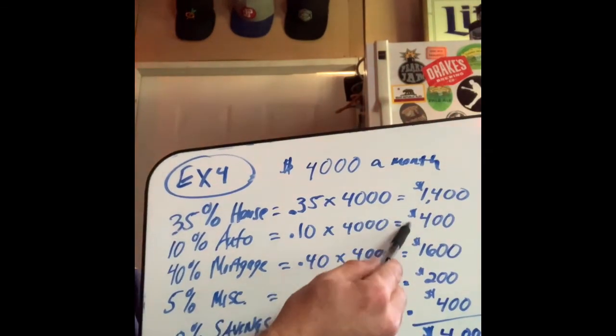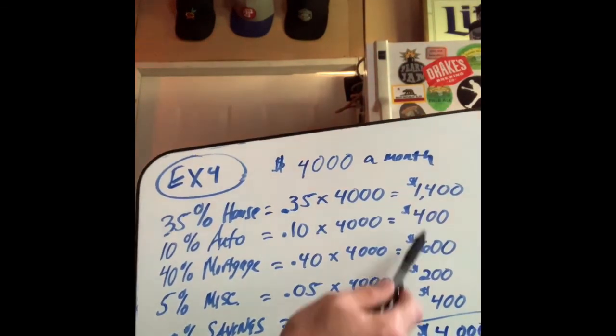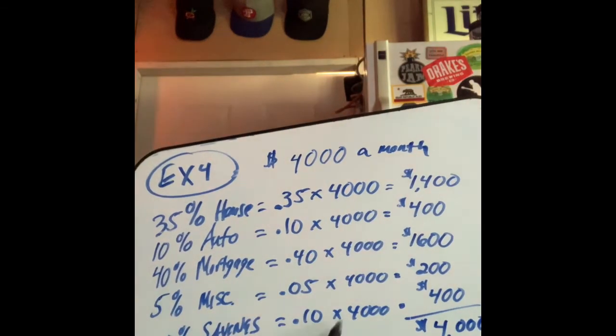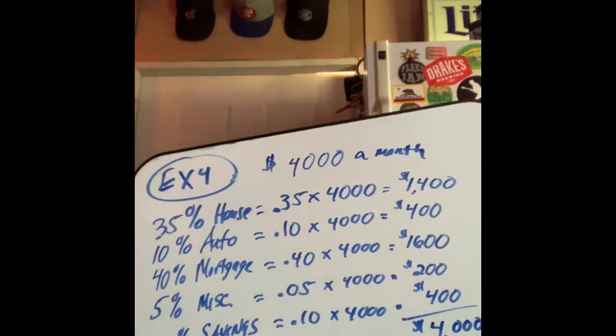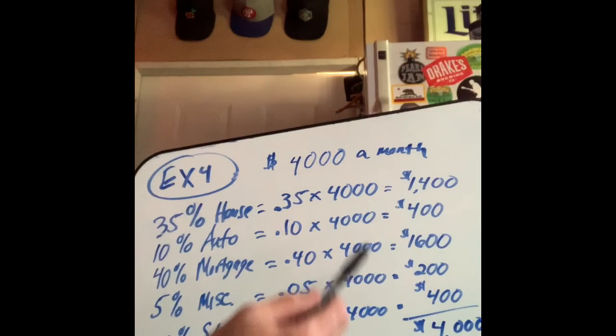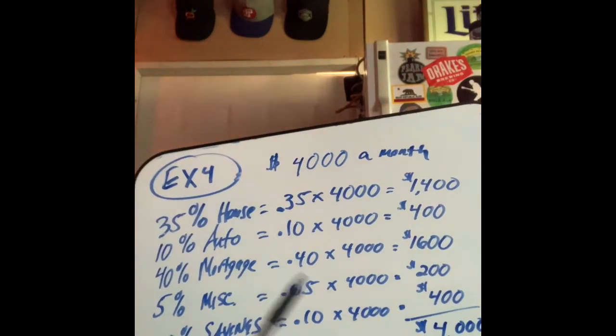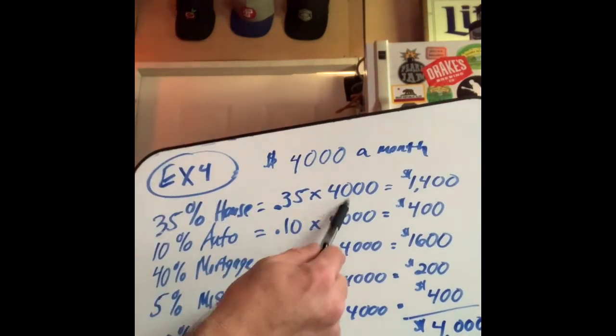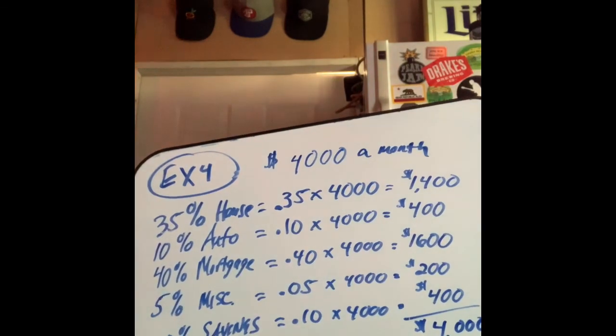So these are the monthly costs. And if you ever want to know if you're right, add them up. If you add up all of what we just figured out, it makes $4,000. It's got to match the monthly budget. So remember, if they give you a percent, change the percent to a decimal times the monthly budget. That's how you can find those amounts.